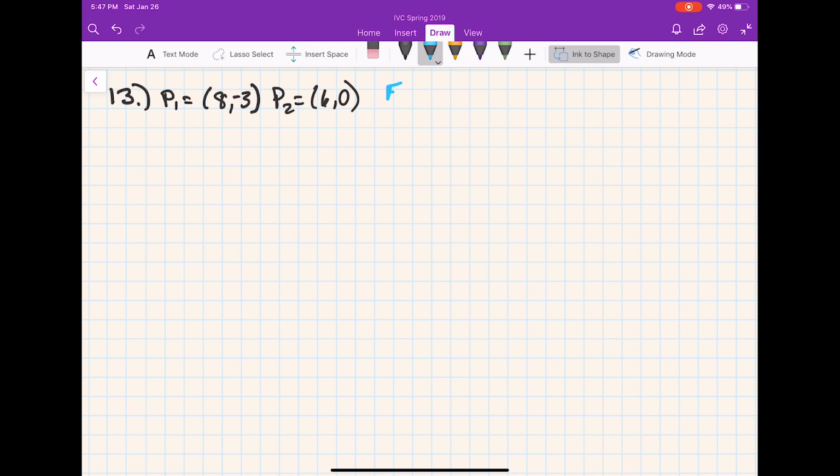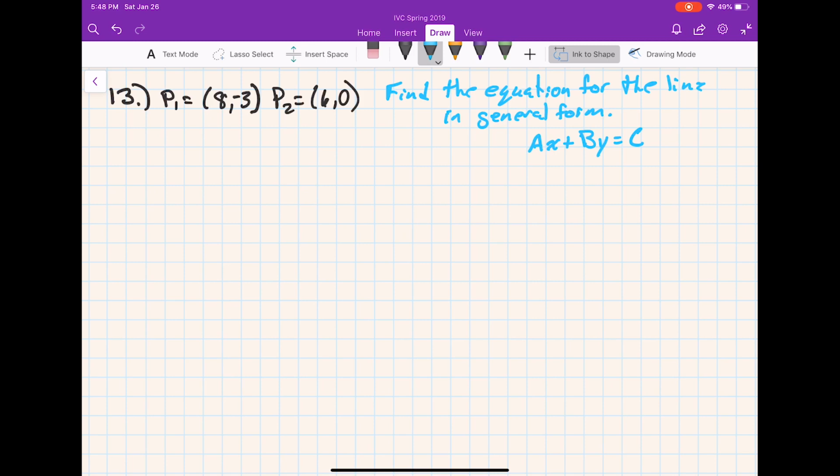So let's look at 13. Find an equation for the line in the indicated form with the given properties. And both 13 and 14 have the same instructions, and they want it in general form for both of them. So we'll get it in general form. This is our general form for a line. It's ax plus by equals c.